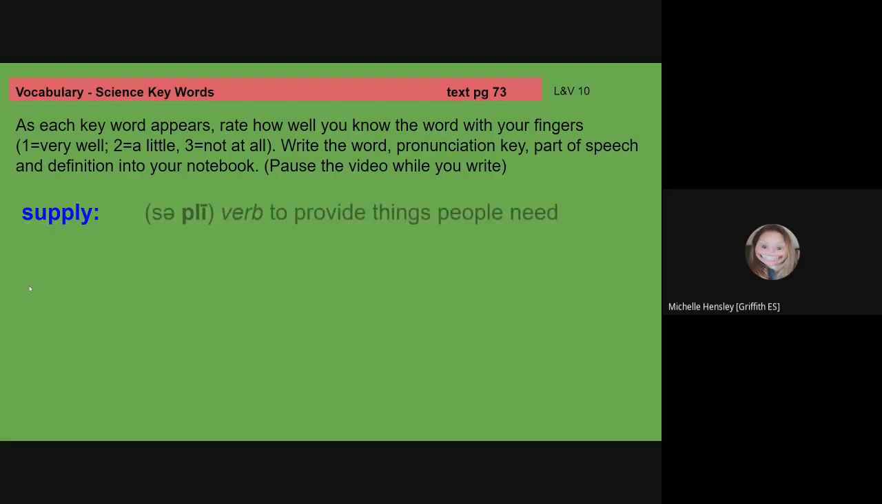Supply. A supply, 2 syllables, is a verb, right? So there's a noun form of supply as well, but we're talking about the verb form of supply, which means to provide things people need. So if I supply you with something, I am providing things that you need, okay? There is a noun form of supply, but we're talking about the verb form, the action word form of supply this time.